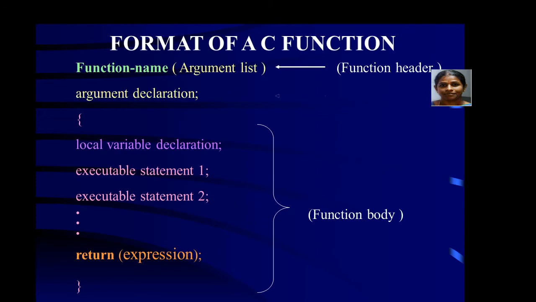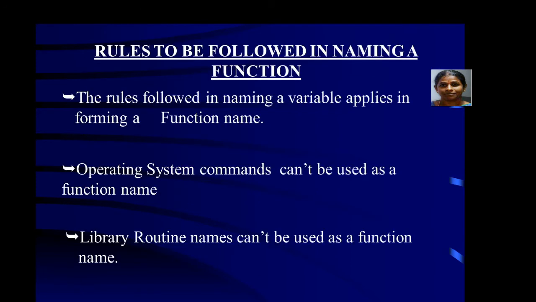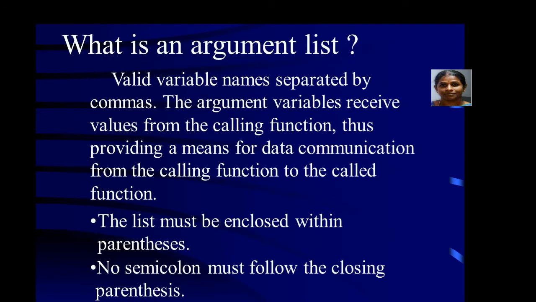The body of the function can be categorized into two parts. One is the declaration part and the other one is the executable part. In the executable part, you have a special statement called the return statement, which is used to return the control back to the calling function. The rules to be followed in naming a function are the same as the rules you follow to name a variable. And the argument list serves as a means for data communication from the calling function to the called function.